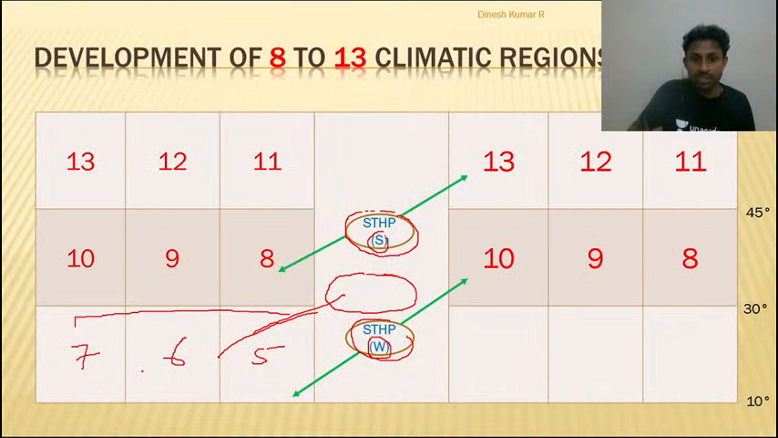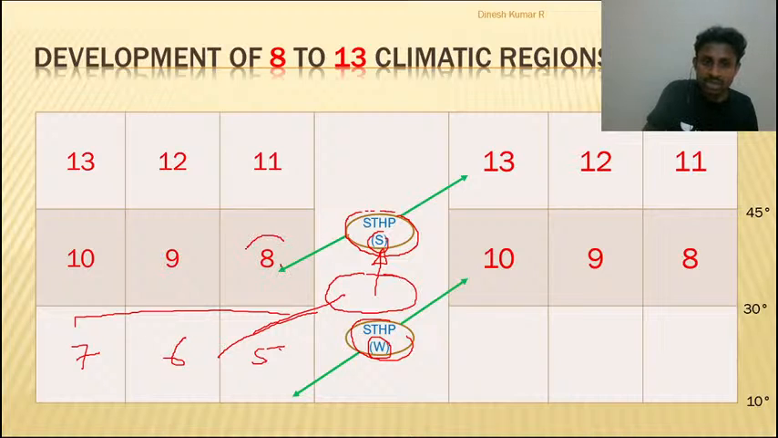Now, what happens during summer? This belt shifts to this location. Now, instead of reaching here, this wind, that is my easterlies, will reach here, that is 8. So what is happening during summer season? 8, that is China type, is receiving wind from the sea.